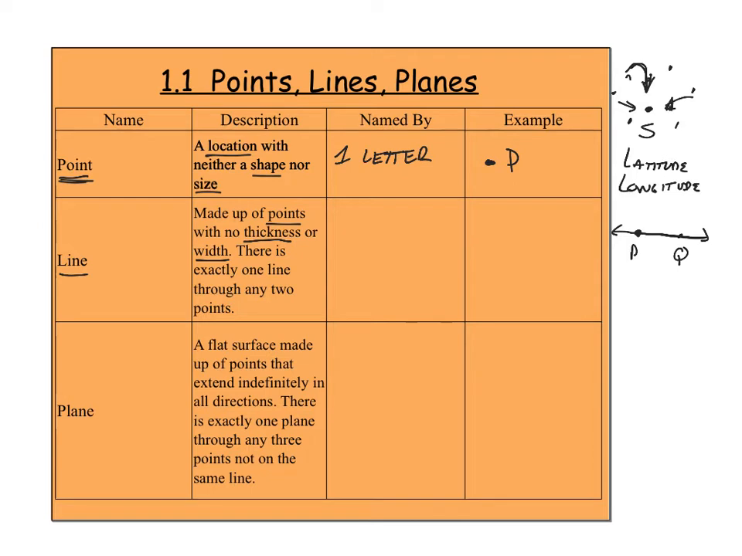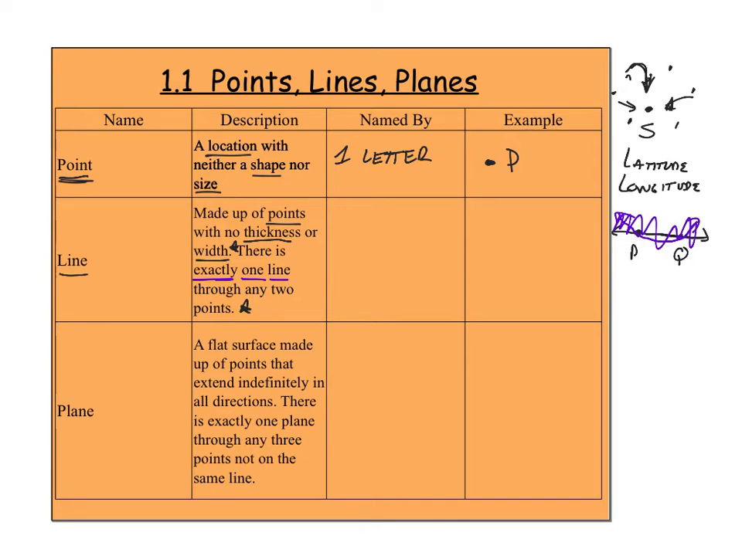I want you to pay special attention to this. There is exactly one line through any 2 points. That's a big statement in geometry. Thankfully that is the case, because otherwise it would be very awkward. If I had 2 points but then 2 different lines that went through them, that would be complicated, because all it would do is confuse everybody. So it's very fortunate that there's exactly one line.